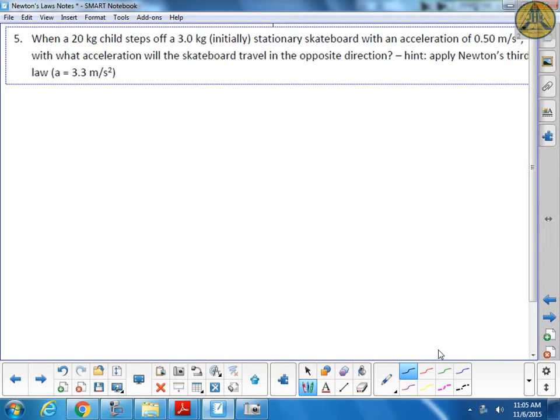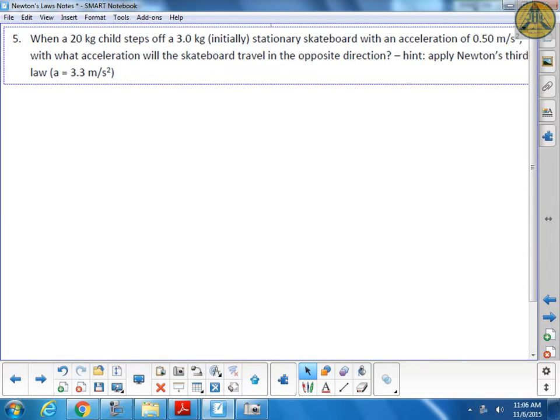All right. So question 5 from your practice problems. If you remember when we were talking about Newton's third law, I said there was one question in your problem set where you've got to apply Newton's third law to solve it. Here it is. It's even in the hint, apply Newton's third law, right there in the end.